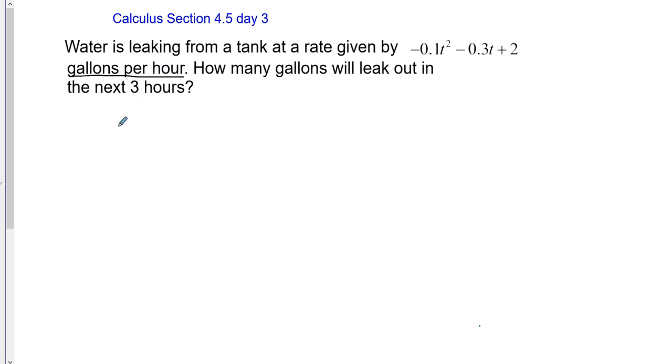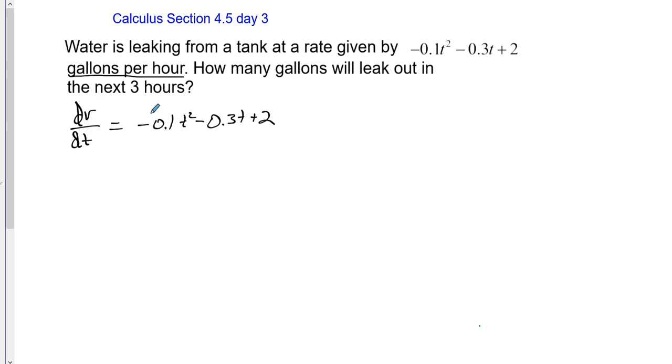It says we're working with gallons per hour, which is telling me this is a change in volume over a change in time. So I just introduced a differential. Remember, a differential is just notation for a derivative. But this would work out for this. Like dV/dt could be said to be negative 0.1 t squared, and so on and so forth. So let me get this down. Okay, so here's this differential equation if I want to look at it this way. And now they're asking me how many gallons will leak out in the next 3 hours.